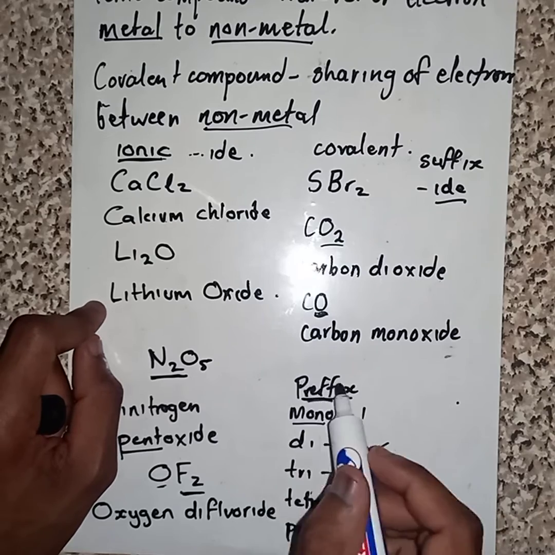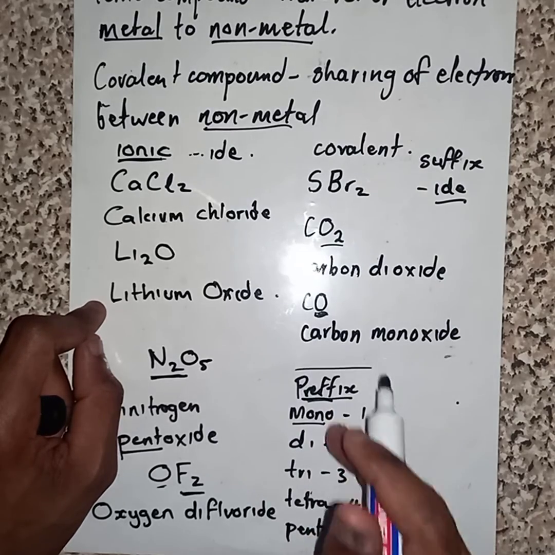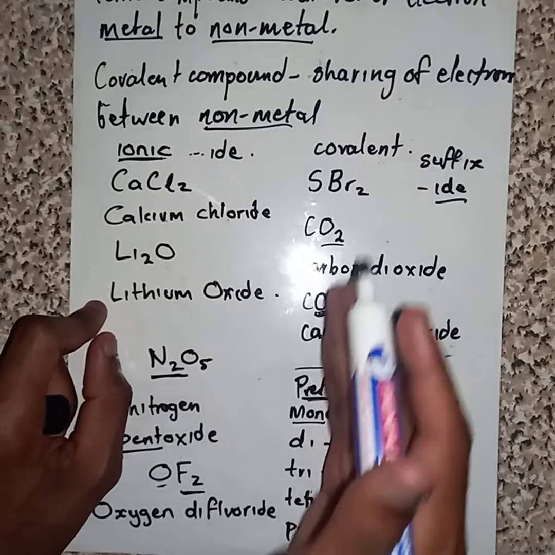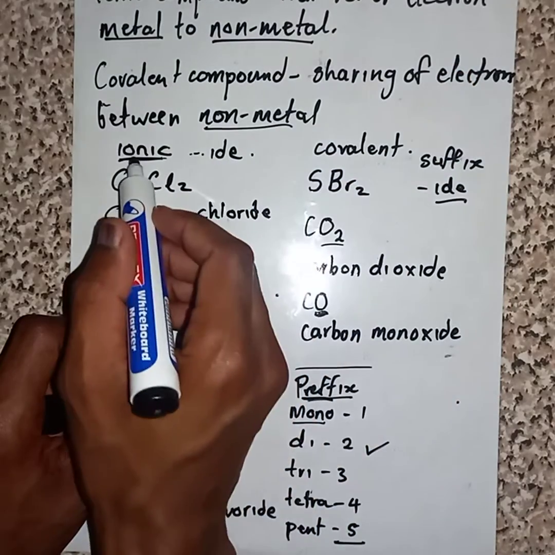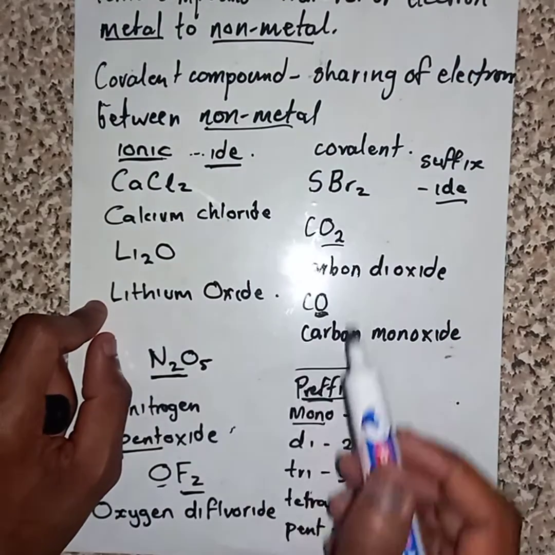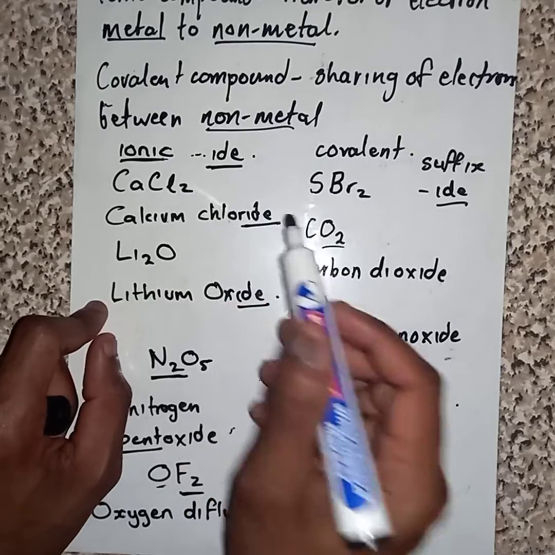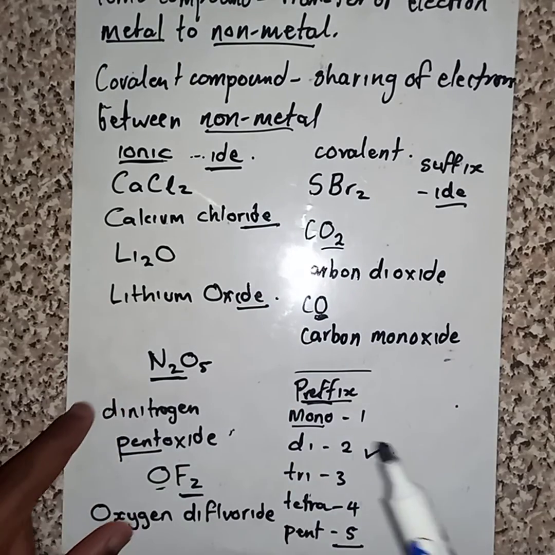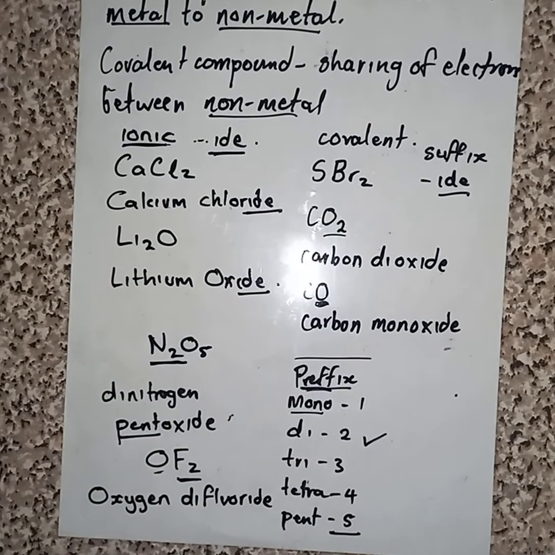You see, lithium oxide. We don't use prefixes such as mono, di. We only use this one for covalent. But that's for ionic, your suffix IDE. You see, IDE. I wanted to make a distinction between the two.